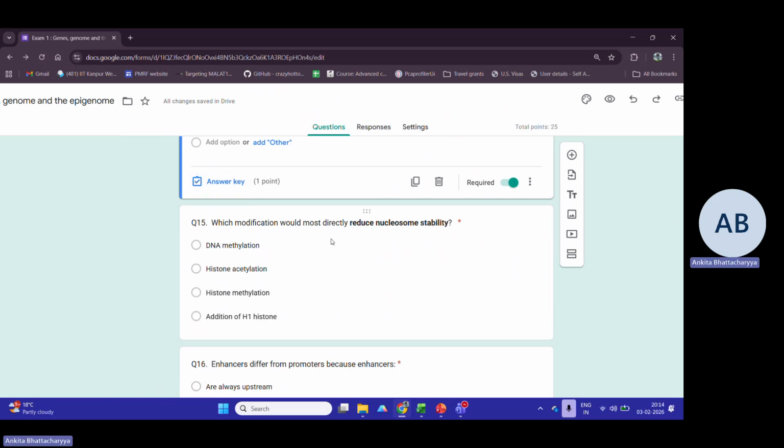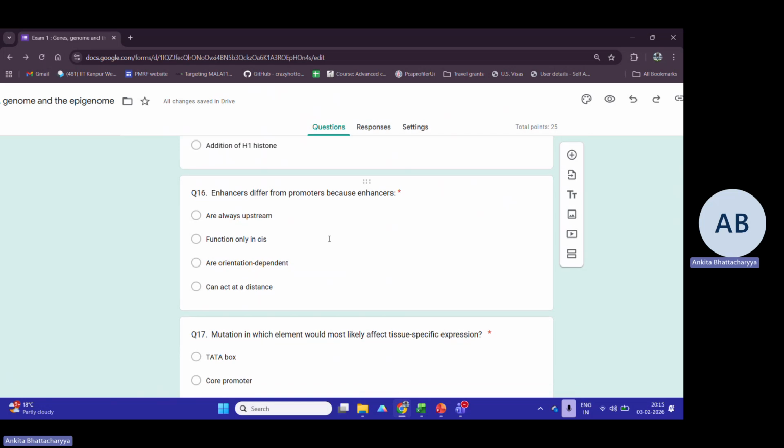Which modification would most directly reduce nucleosome stability? Nucleosome stability is not something we have discussed directly as a topic, but if you understand what it means, the stability of a nucleosome basically refers to the 3D structure or the interactions which make a nucleosome complete, that would be disrupted or lost. Most commonly that can occur because of histone acetylation, where the presence of an acetyl group and the negative charge associated with it can disrupt the DNA protein interaction and reduce nucleosomal stability.